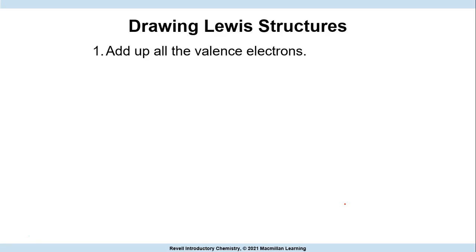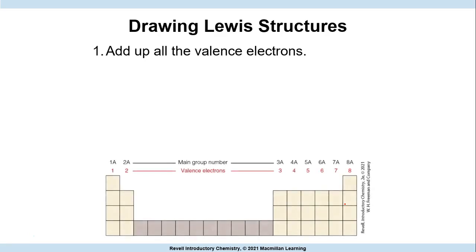There are a number of rules that we must follow. The very first rule is that we have to add up all the valence electrons in the molecule that we are talking about. The second rule is that we have to draw the frame, we have to frame the structure. Now, talking about the valence electrons, we have mentioned this a couple of times. Let me just remind you how to get the number of valence electrons for each atom.